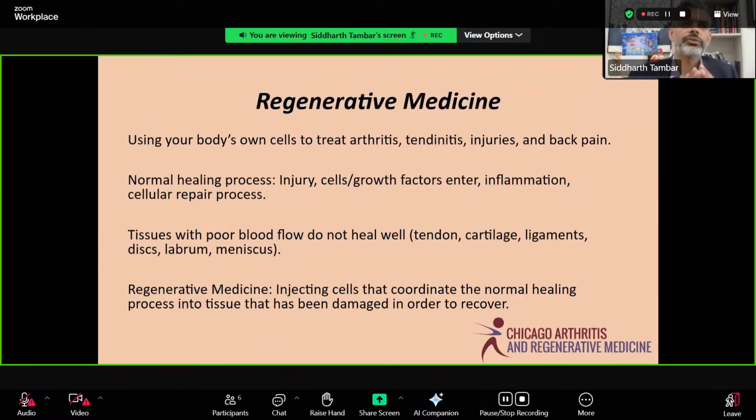So in tissues that have good blood flow, let's say the skin, the body tends to heal very well on its own. In tissues where blood flow is not as robust, that can include tendons, cartilage, ligaments, discs, labrum, menisci, they may be hardy tissue. The problem is that if they get damaged or chronically irritated, then they tend not to heal very well on their own. So regenerative medicine is the process of taking those same cells that are involved in this healing process and injecting them into the tissue that's been damaged to help coordinate that normal healing process that you would normally get.